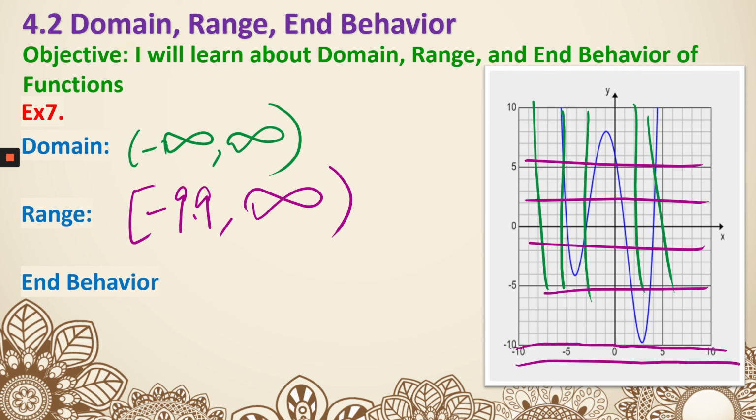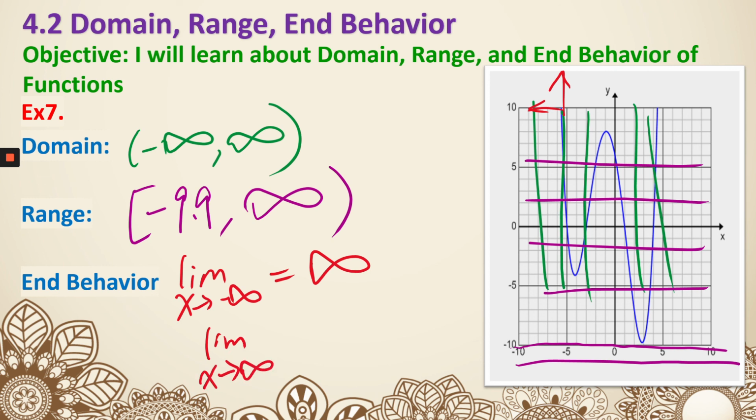As for the end behavior, it's actually the same as the previous question. When going to the left, -infinity, my graph keeps on going up to +infinity. And when I'm approaching infinity to the right, my graph keeps on going up to infinity. That is everything for 4.2.